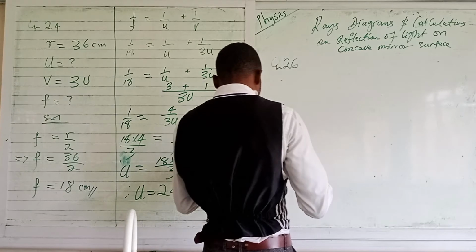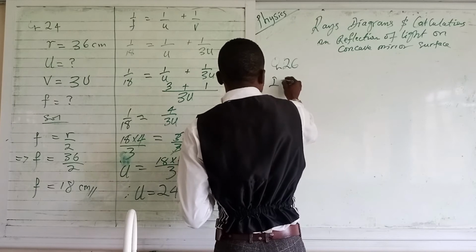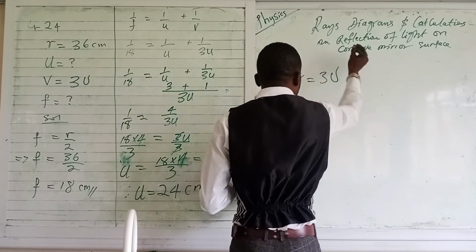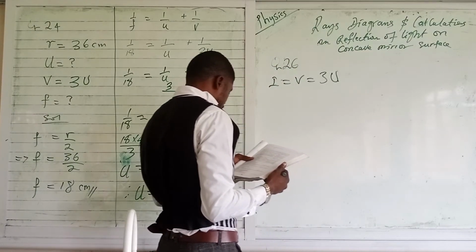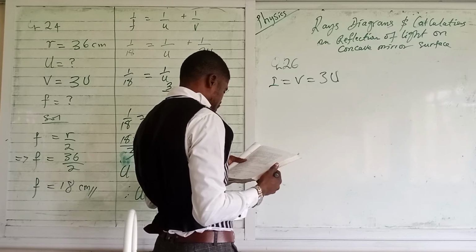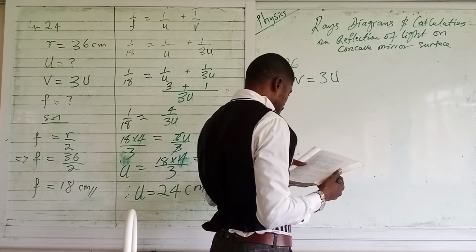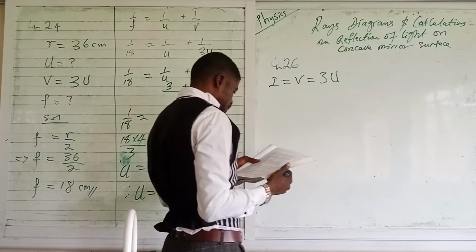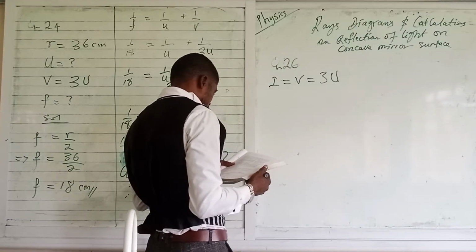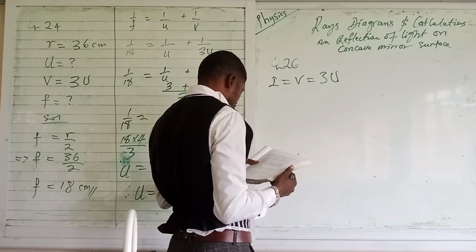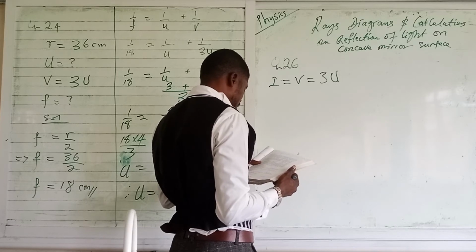Very, very simple. Let's collect our data. A real image 3 times the size of the object. I is equal to V is equal to 3U. That is the meaning of that statement. A real image 3 times the size of an object is formed 24 from a converging mirror.